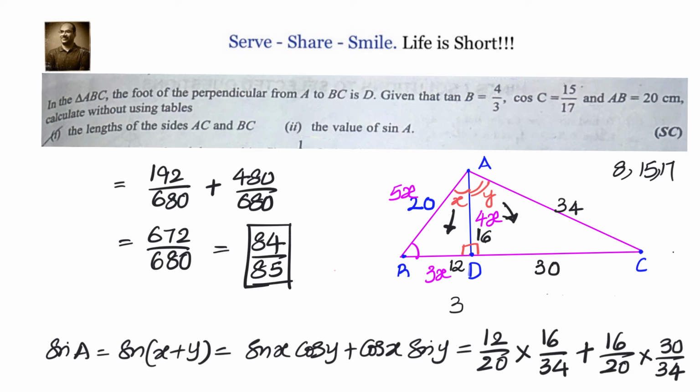Now here we have a problem because we don't know these angles, but we know that we can find the trigonometric ratios from this particular angle A in both the triangles, ADB and ADC. So we have taken those angles as x and y, then sine of A is sine of x plus y. We can use the compound angles formula, sin x cos y plus cos x sin y. Sin x is opposite by hypotenuse, so 12 by 20, and cos y equals 16 by 34, then cos x equals 16 by 20 and sin y equals 30 by 34. We simplified that, we got it as 84 by 85.